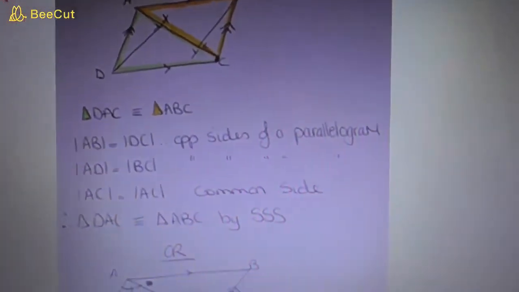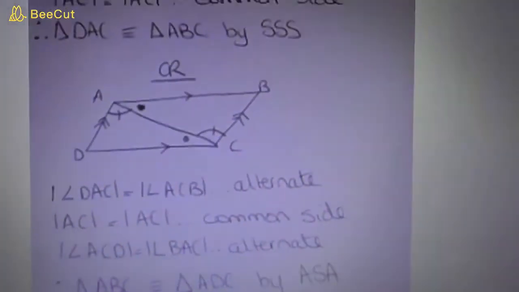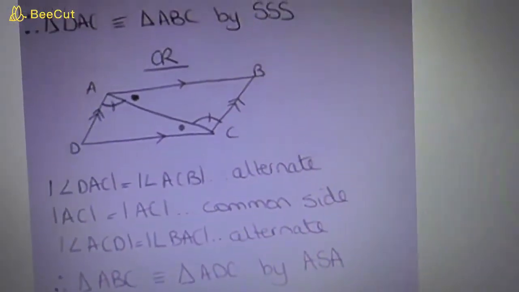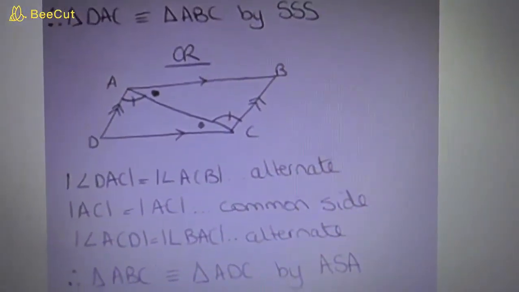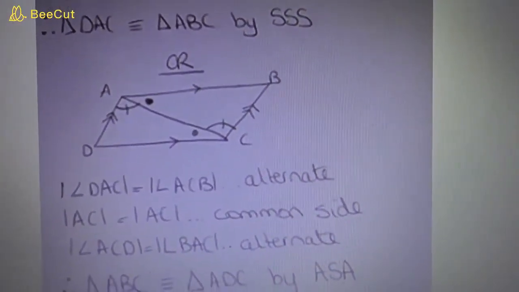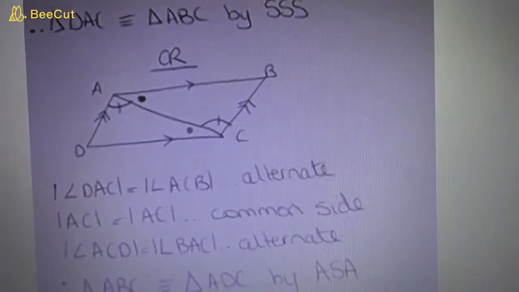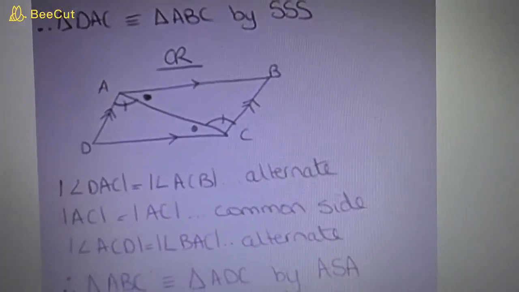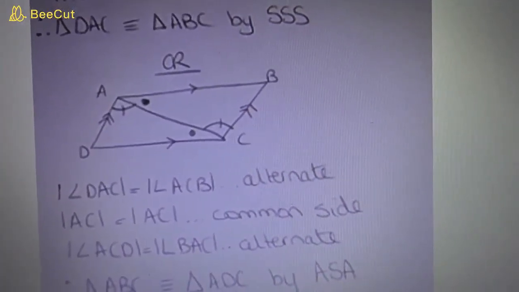Alternatively, you could have proven a different axiom of congruency. Okay, you could go with this axiom either if you want. So again, they're the 2 triangles. So this time I'm going to try and prove angle side angle. So angle DAC is equal to angle ACB because they're alternate. The length of AC is equal to the length of AC, it's a common side.